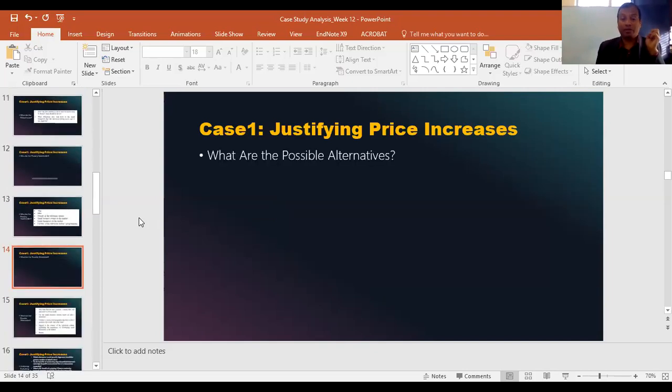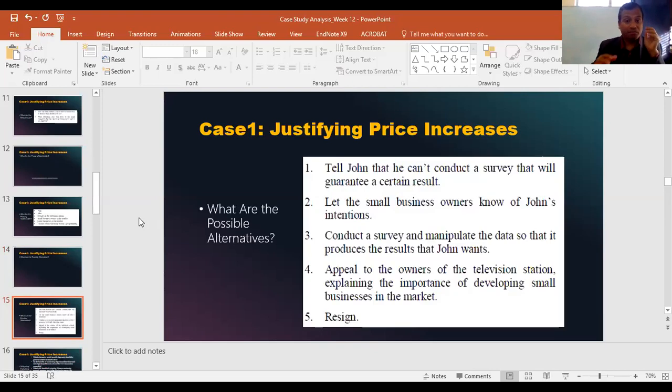Okay, this point is very important. What are the possible alternatives? Within this boundary, what are the possible alternatives for Sam? What are the possible alternatives for John? So this point needs more and more clarification. There are some questions you need to understand in order to answer the possible alternatives. What is that?